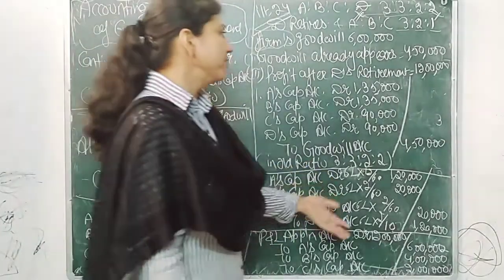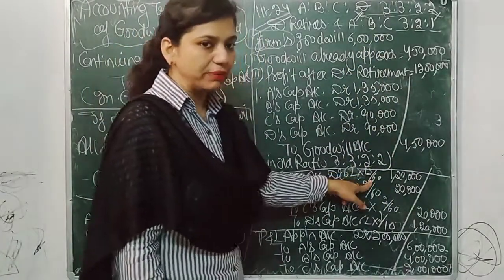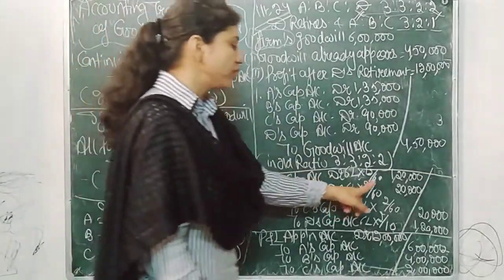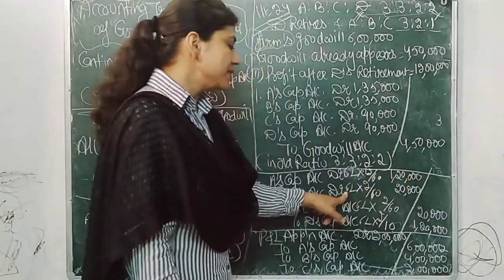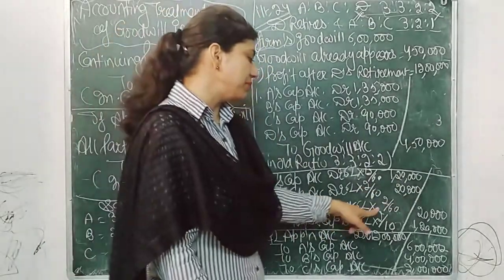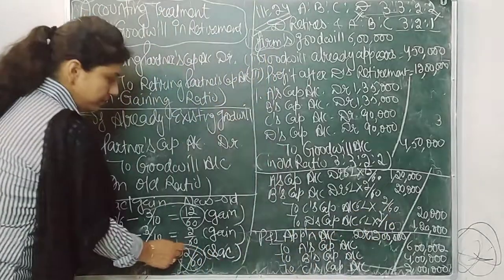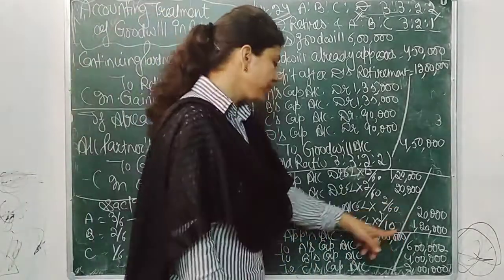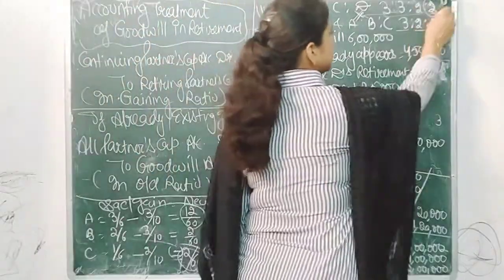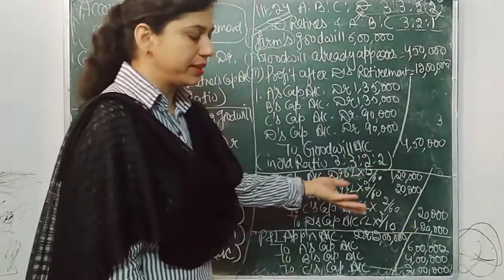So it will be divided; the firm's goodwill is 6 lakh. 6 lakh multiplied by gaining ratio 12/60. As I show here, 6 lakh multiplied by 12/60 is 120. 6 lakh multiplied by 2/60 is 20. In C's case, 6 lakh multiplied by sacrificing ratio 2/60 is 20. And in D's case, 6 lakh multiplied by 2/10 in old ratio is 120. I hope it's quite clear.